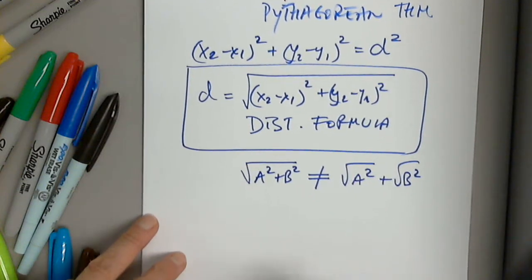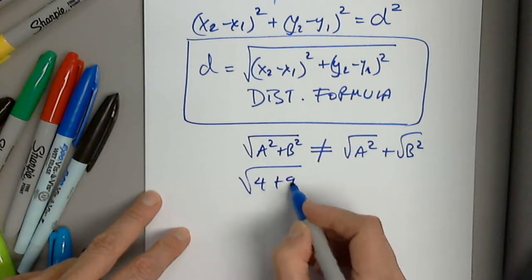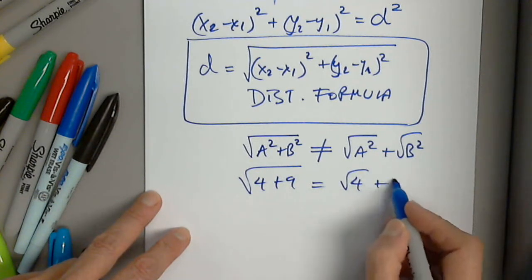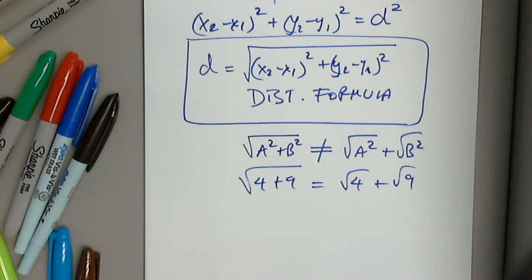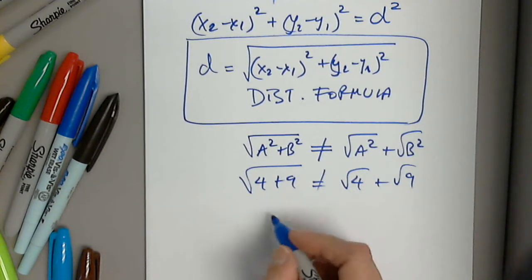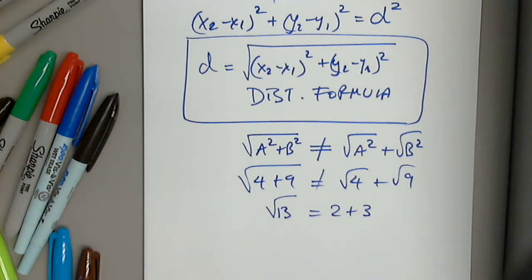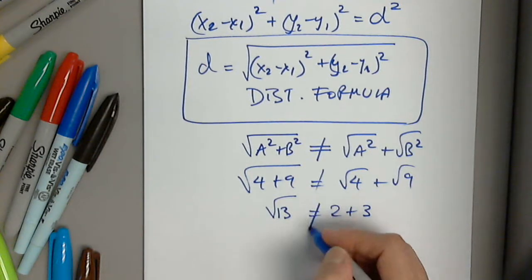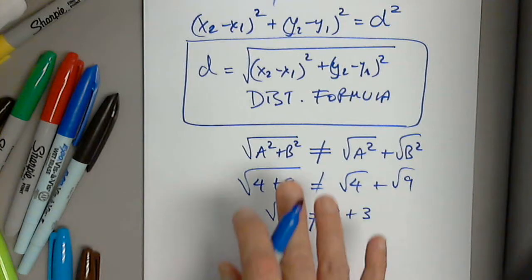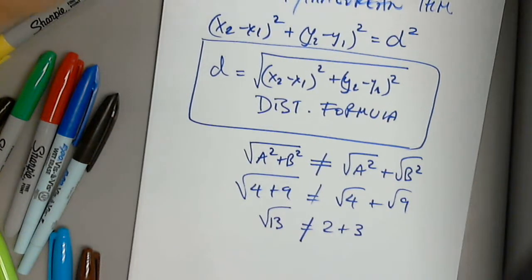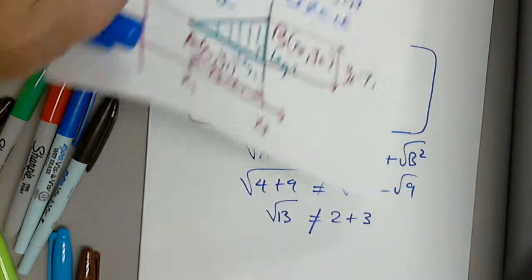Let me give an example. Let's say the square root of 4 plus 9. Does this equal the square root of 4 plus the square root of 9? The answer is no. The left-hand side is the square root of 13. The right-hand side is 2 plus 3. So they cannot be the same. So the distance formula is this, and no one can simplify that formula in any way, shape, or form.